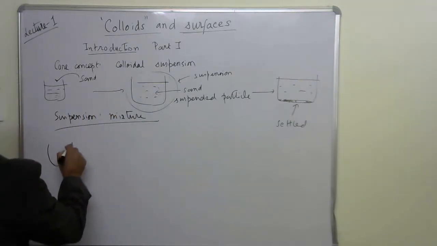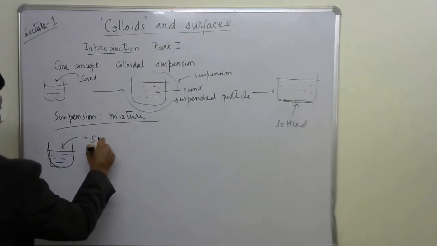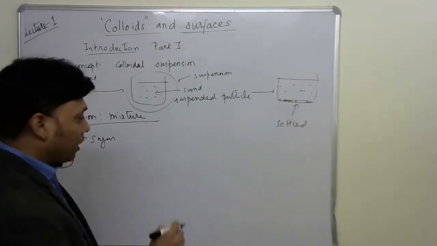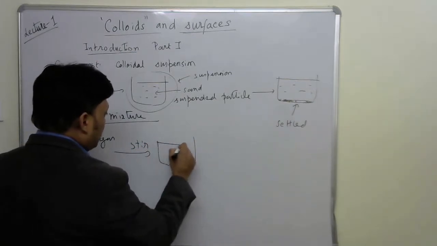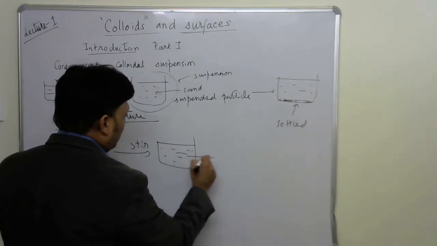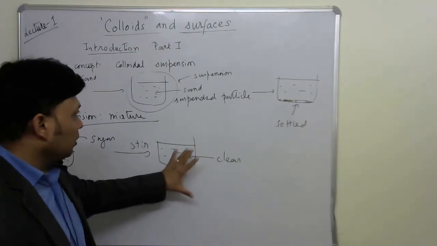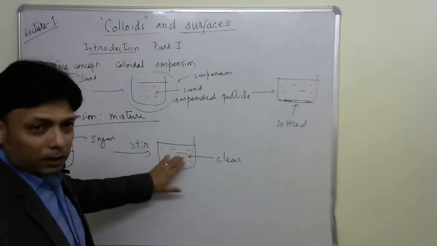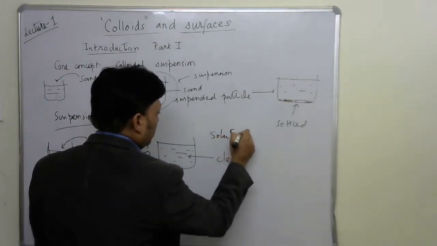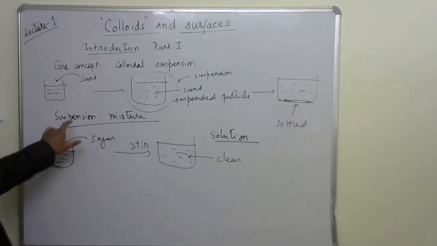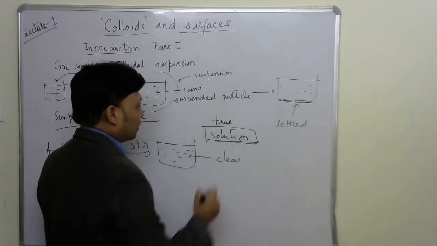Now imagine the second thing: we have a beaker of water, and we add some sugar particles and keep stirring it. Once we stir, we will see that the water becomes very clear, and we do not see any sugar particles either being suspended or being settled down. So this forms a solution. So this is a suspension mixture, and this is a complete pure or true solution.